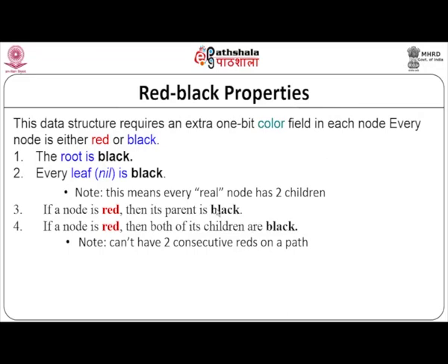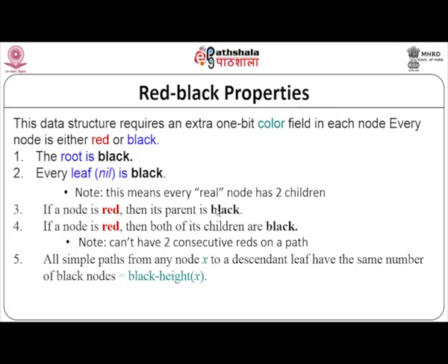Now, if a node is red, then its parent is black. You cannot have a red child having a red parent, it can only have a black parent. If a node is red, then both the children are black. That means, you can note that the red node comes between 2 black nodes, its parent is black, both its children are also black. That means, we cannot have 2 consecutive reds on a path.